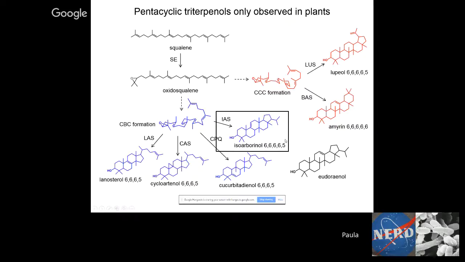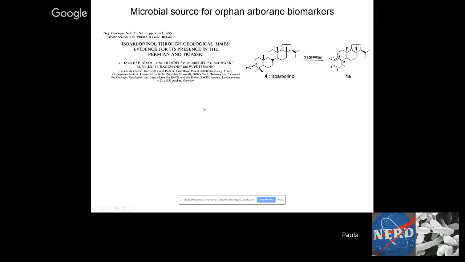And so it was exciting for us because this molecule is actually used as an indicator for flowering plants, and we seem to have a similar structure here. And this is significant for the rock record because this isoarborinol, which is, again, a biomarker for flowering plants, has actually been found in rocks that are as old as the Permian and the Triassic.